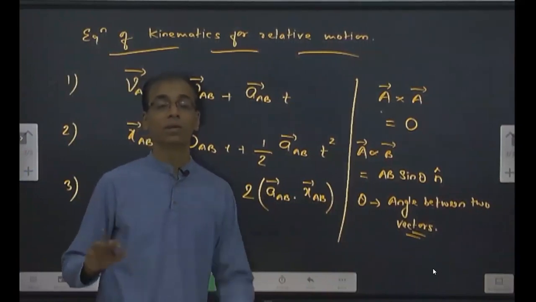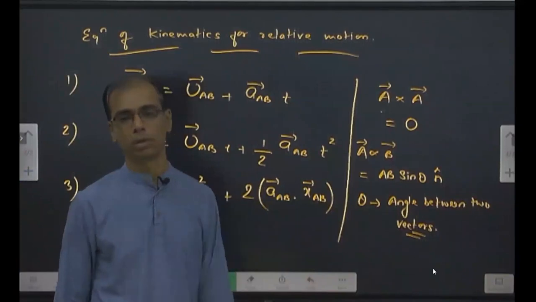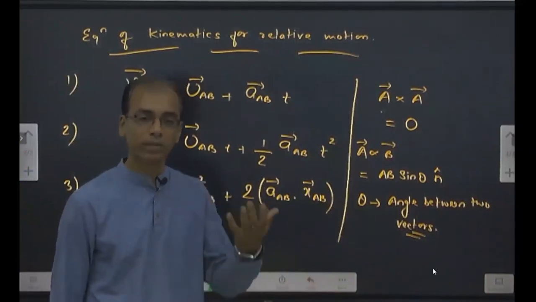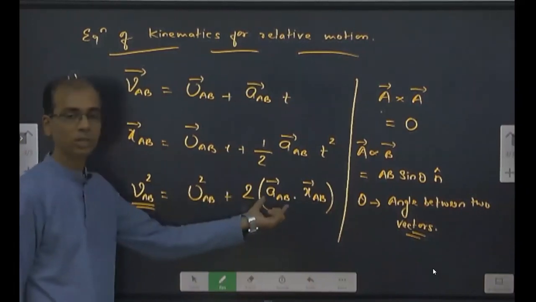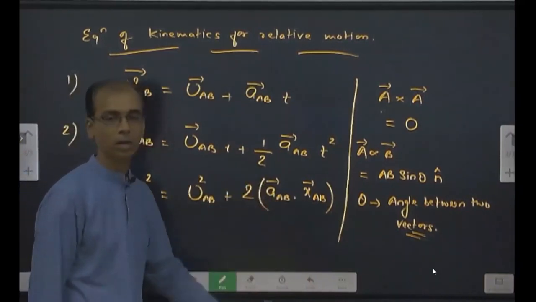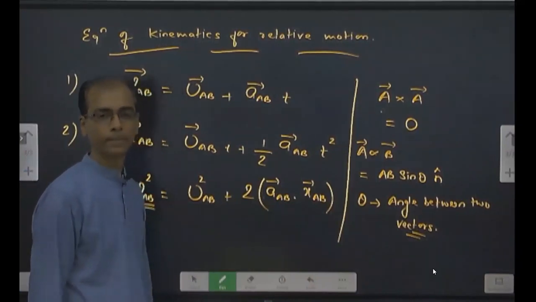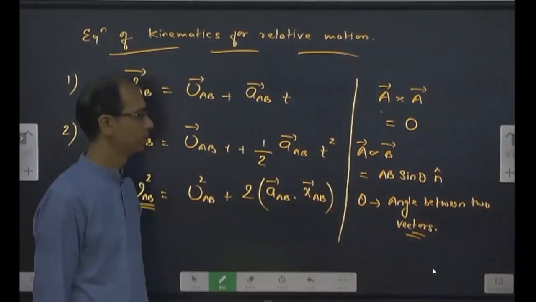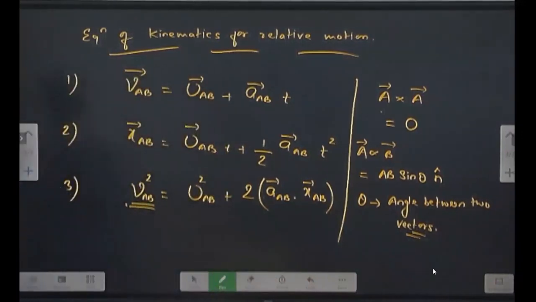A vector cannot be added into a scalar quantity. A vector can be added into a vector quantity only. A scalar can be added with a scalar quantity. So this is scalar, so this also needs to be a scalar. That's why there is a dot product. Is it clear? Yes, sir. Good. Note this one, then one by one we will see how to apply.